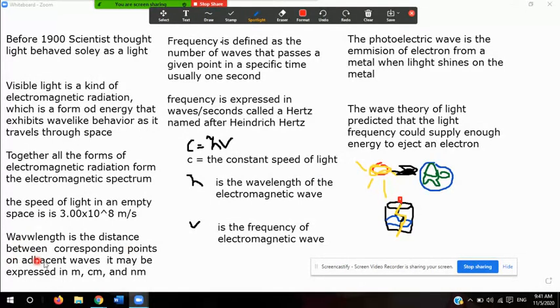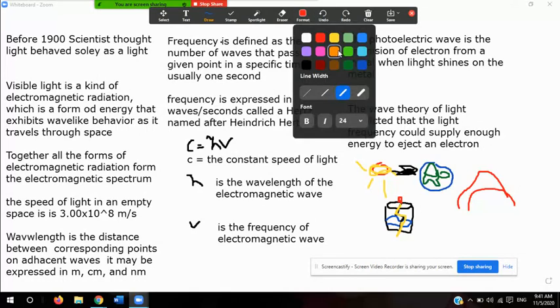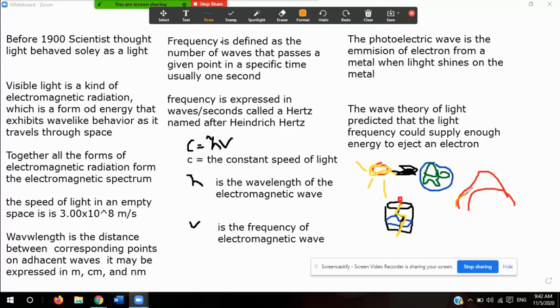So wavelength is the distance between corresponding points on adjacent waves. It may be expressed in meters, centimeters, and nanometers. So if you go back to the drawing of the rainbow, the wavelength is kind of like the distance. Let's say I have a red wave here, and then I have an orange wave here. So basically, the wavelength. Wait, it's not orange. The wavelength is in fact the distance between the orange point and the red point.